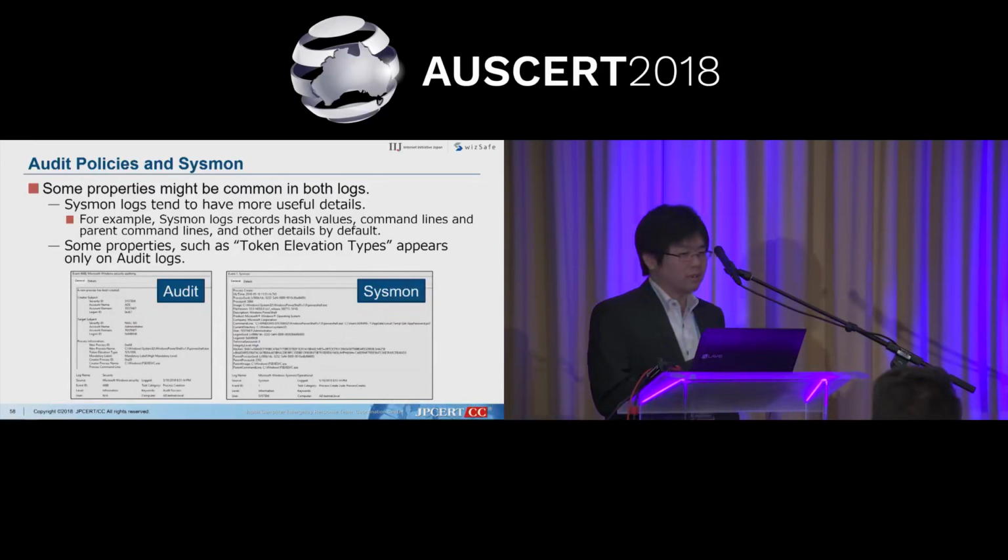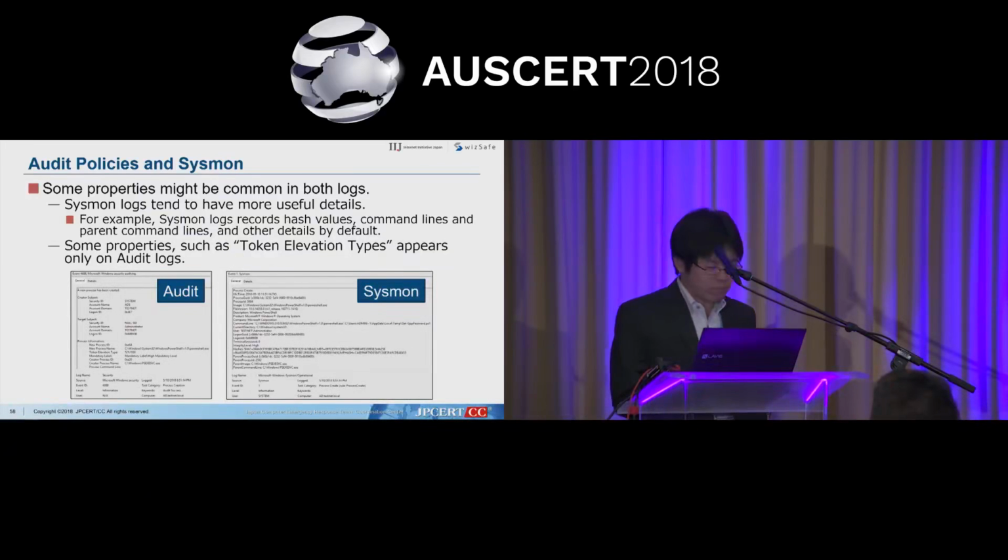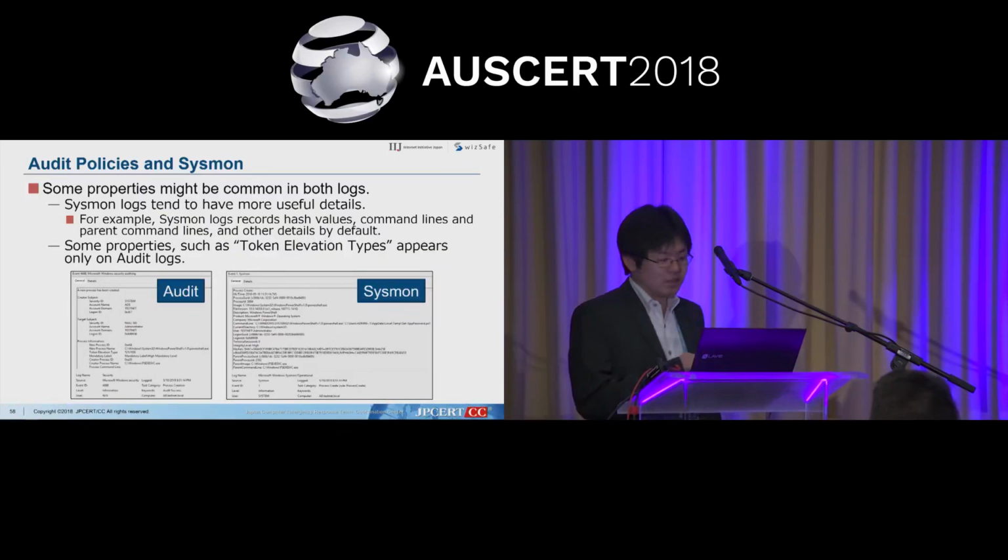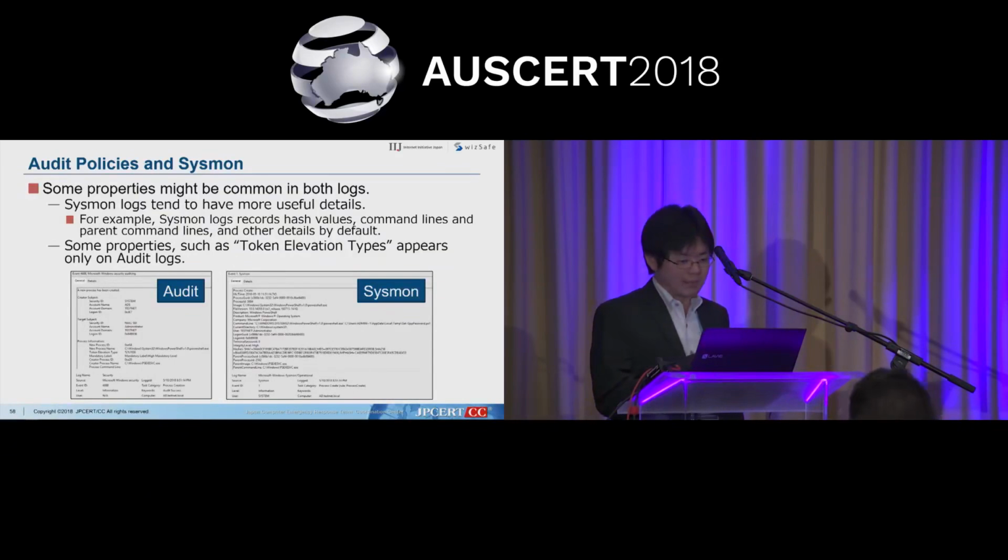So one of the things they've added in the recent version is the application descriptions and versions, which you can see on the properties of the executable files. So Sysmon sounds good. But Sysmon is not perfect, because some properties, such as token elevation types, which I've mentioned earlier, appear only on audit logs. Okay, so that's audit and Sysmon.